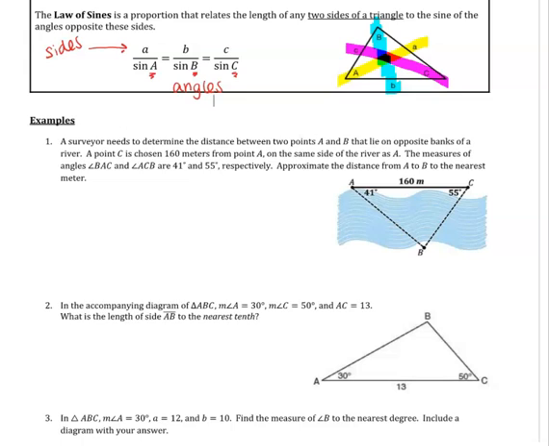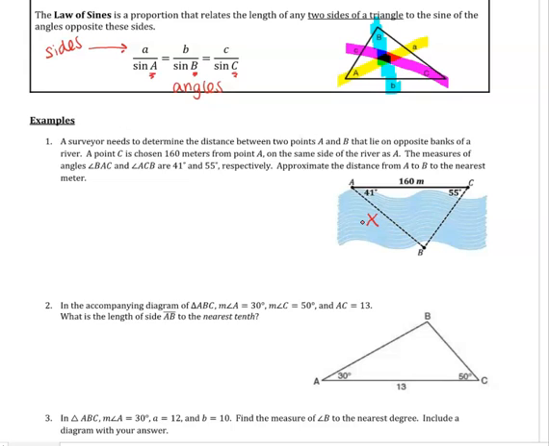A surveyor needs to determine the distance between 2 points A and B that lie on opposite banks of the river. Point C is chosen 160 meters from point A on the same side of the river as A. The measures of angles BAC and ACB are 41 and 55 degrees respectively. Approximate the distance from A to B to the nearest meter. All right, so ultimately we're just looking for this distance right here.